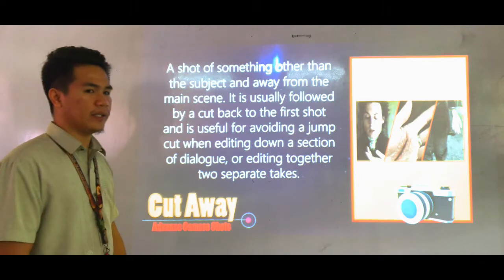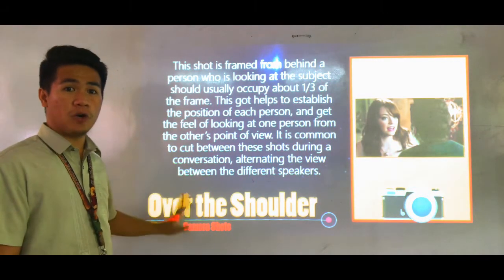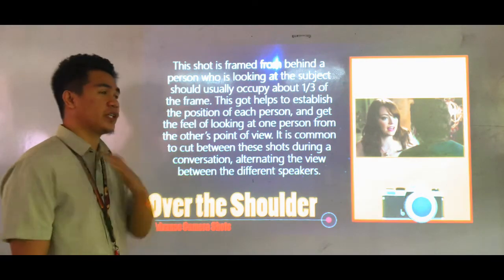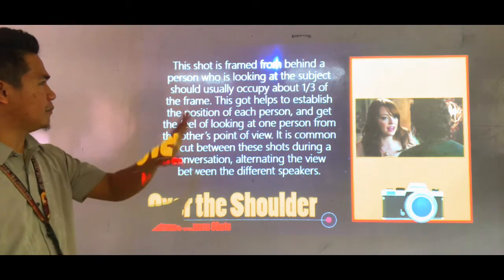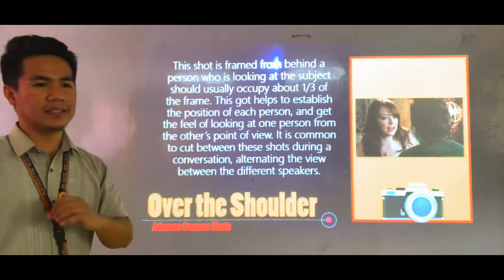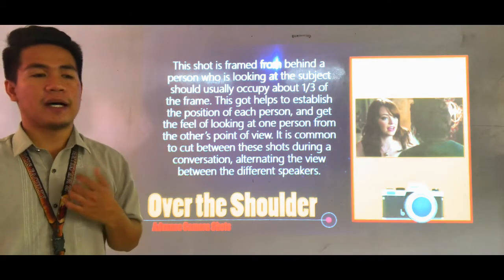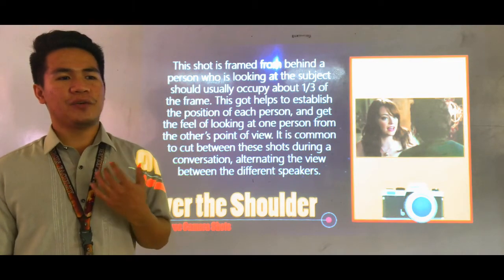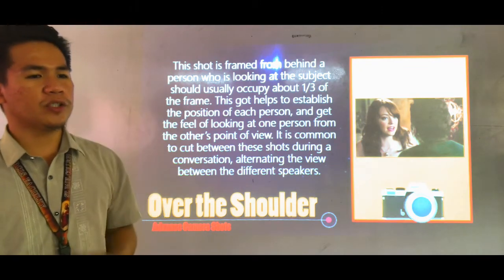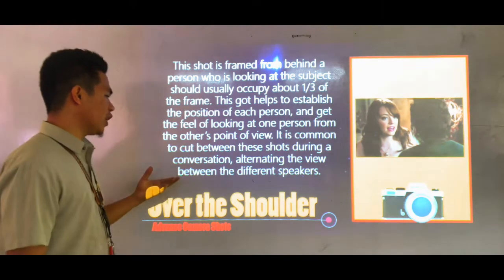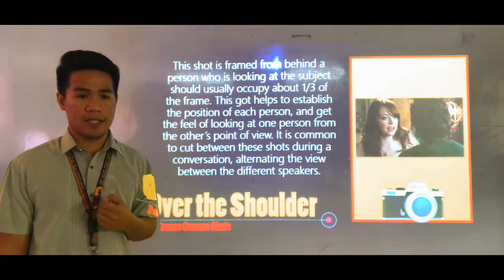Okay? We have also the over the shoulder. From the word itself, over the shoulder. So kinukuha ito over the shoulder. This shot is framed from behind. A person who is looking at the subject should usually occupy about 1/3 of the frame. This cut helps to establish the position of each person, and get the feel of looking at one person from others' point of view. It is common to cut between the shots during a conversation, alternating the view between the different speakers.